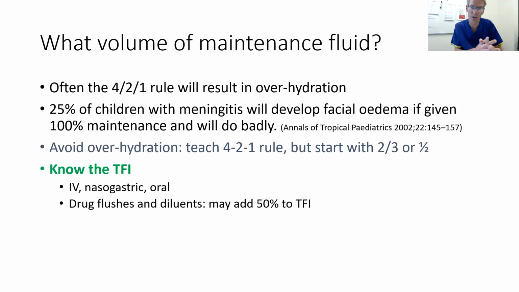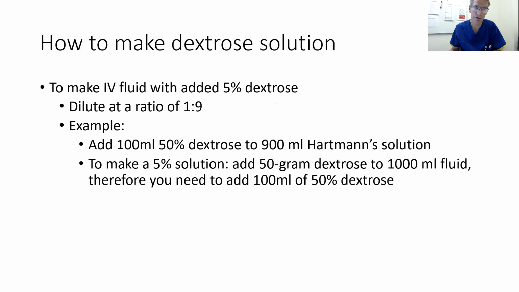with 4-2-1 or 150-20. You should always know the total fluid intake of the patient, and that is the combination of IV fluids, nasogastric fluids, oral fluids. And don't forget you add the drug flushes and the diluents as well, because it can add up to 50% to the TFI that the patient actually receives. So we just have to be very careful and reassess every day the child's hydration state and respond if they're overhydrated, if they've got puffy eyes, or if their hands are swollen, or respond if they're underhydrated.